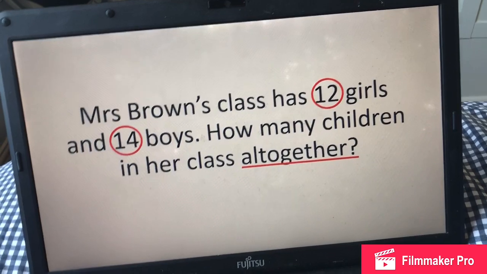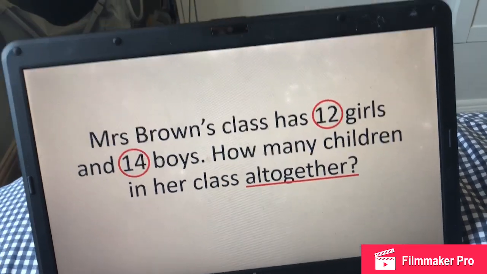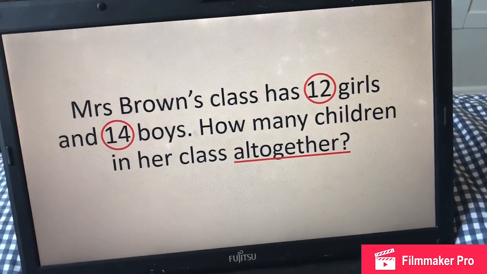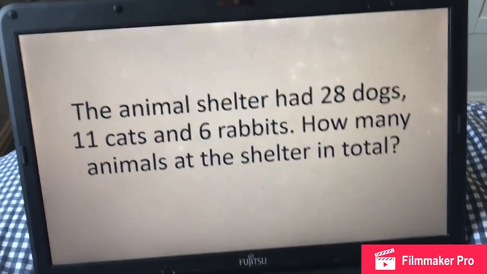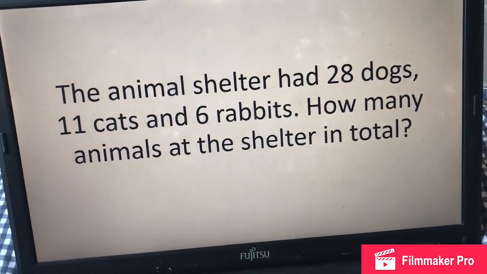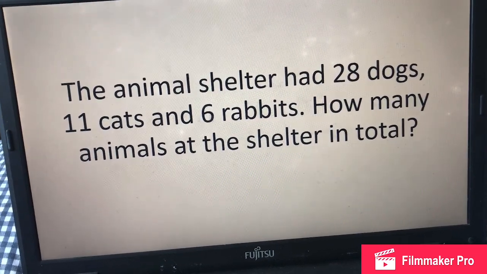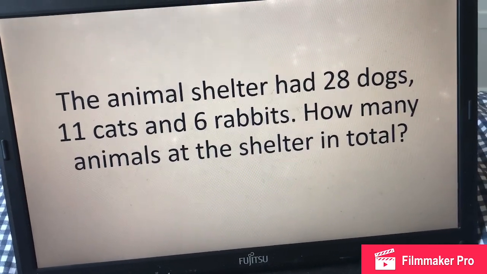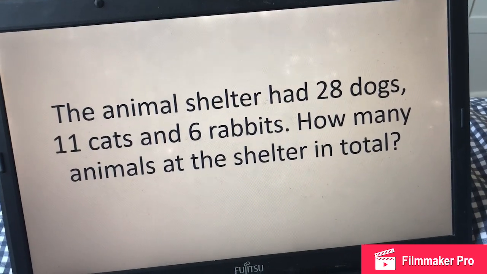But when the numbers get a little bit bigger, I'll probably use the column method. We're going to have a look at another one. So the animal shelter had 28 dogs, 11 cats and 6 rabbits. How many animals in the shelter in total? So again, I'm going to go through the same process.